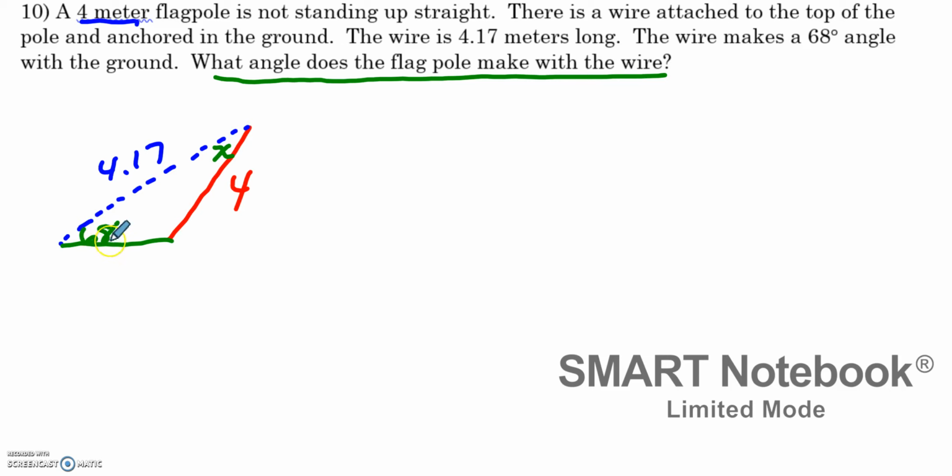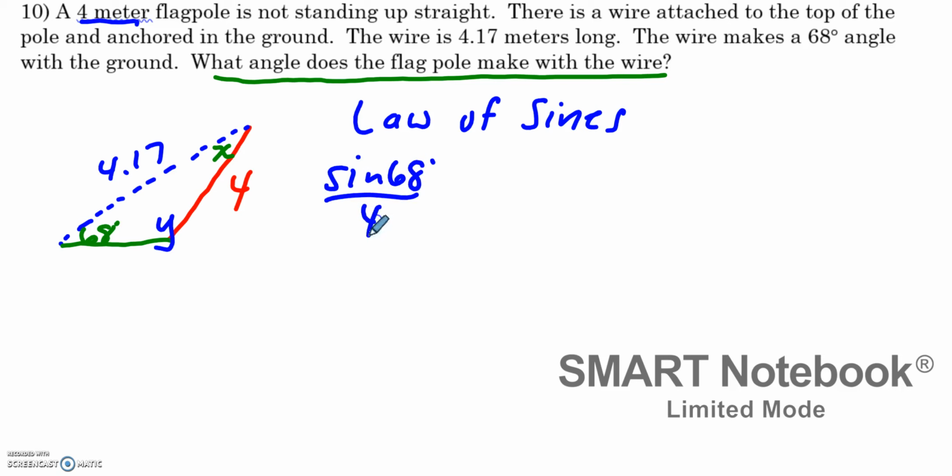We have 68 degrees across from 4, and we have nothing across from 4.17, but we could focus on finding this angle first, and then once we find this angle, then we can go back and find angle X. So what if we used the law of sines, and set it up like this: the sine of 68 degrees over 4 is equal to the sine of the unknown angle y over 4.17.